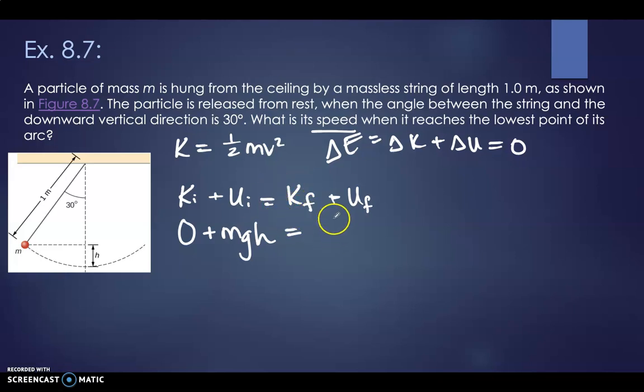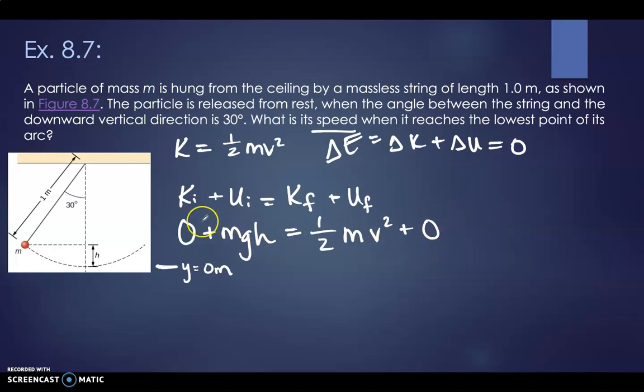For our final kinetic energy, we have 1/2 mv squared, and that is actually the velocity we are looking at, or the speed. Okay. And our final potential energy, if we say that this is our y equals 0, so it goes down to that point, that means that our height now is 0. So we'll have 0 potential energy here.